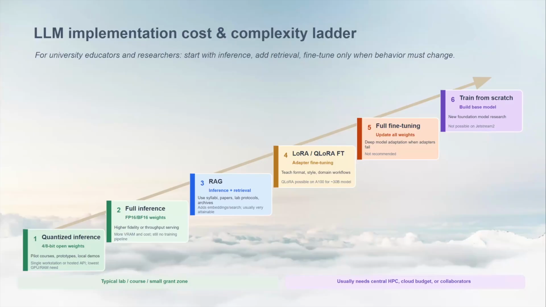So I have it here. If you do end up going beyond just needing to do inference and you need to deploy something, I would try quantized inference before full inference, and then you can do RAG on top of either of those two. Those are definitely possible on smaller GPUs that we have much more widely available on Jetstream2. If you need to do fine tuning, you can still do that. You just need a more powerful GPU, because you're basically doing training there, and that requires a much more powerful GPU.